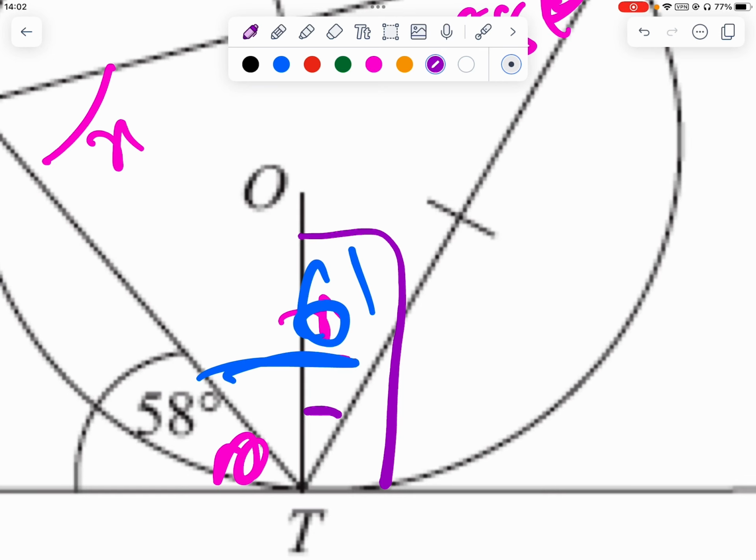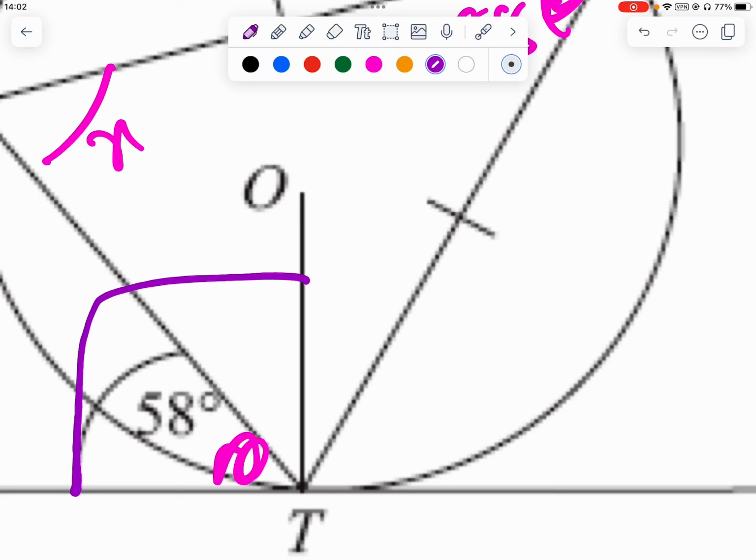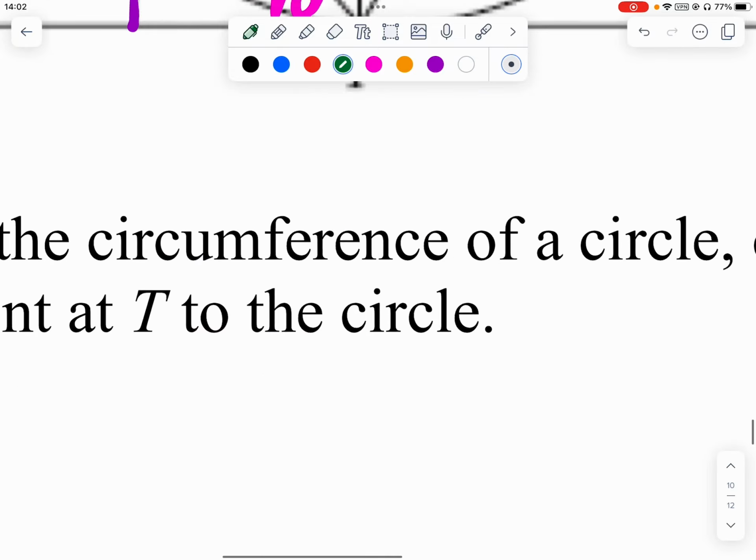If I do it this way, what am I doing? This side I draw. This angle is 58 degrees. 90 minus 58 is nothing but what? 22. But we know that this total angle is 61. So 61 minus 22 is nothing but what? 39. So my answer is going to be 39.